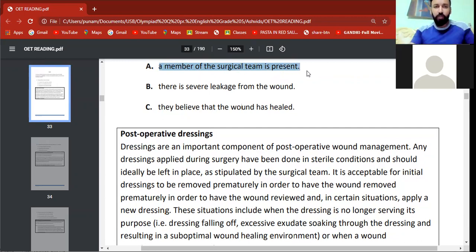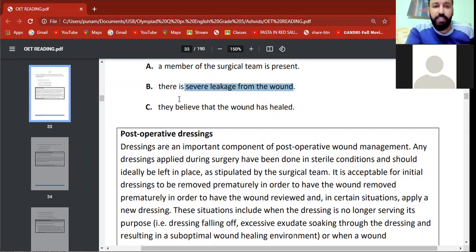It's not mentioned at all. Severe leakage, yes, this is closer to the answer, but still, let me not finish that answer. Let me not just choose that answer. Let me also consider the third option.